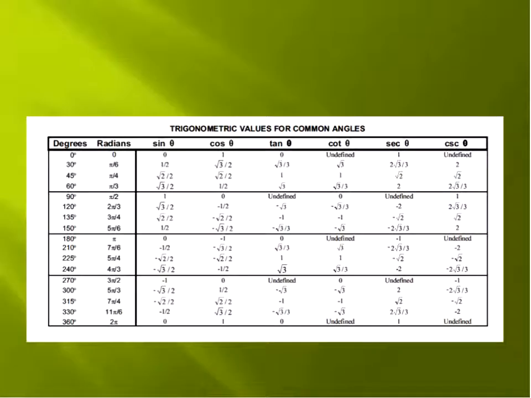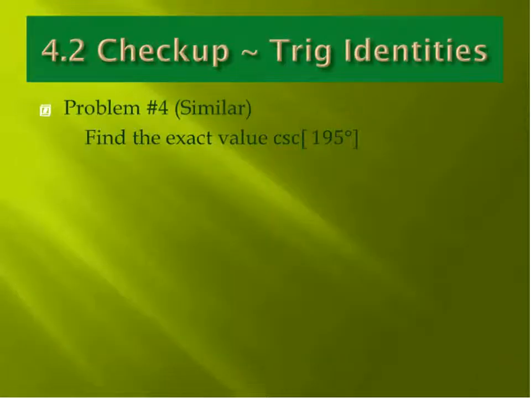Okay, great. So here again is our chart. I put another chart in here for us to use before our next example. This is very similar to problem number 4 on the checkup. It says find the exact value of cosecant 195. So let's write that one down and solve this one together. On our chart, there is no cosecant 195, but what could I add together to get us to a 195?